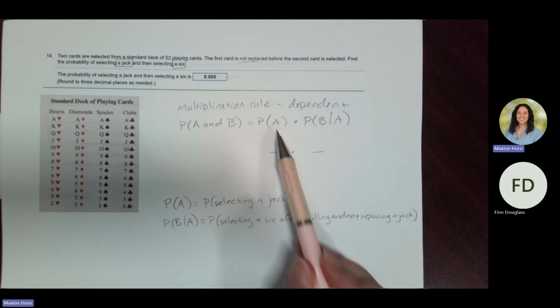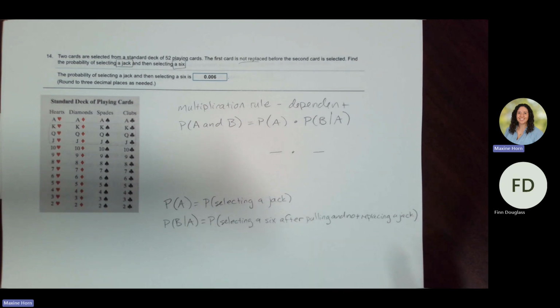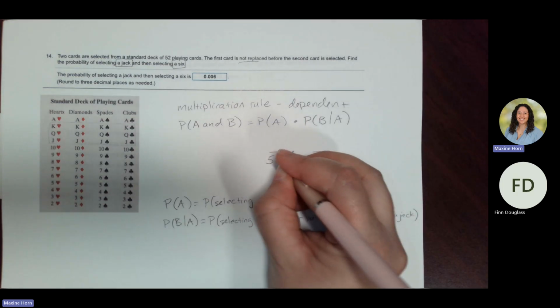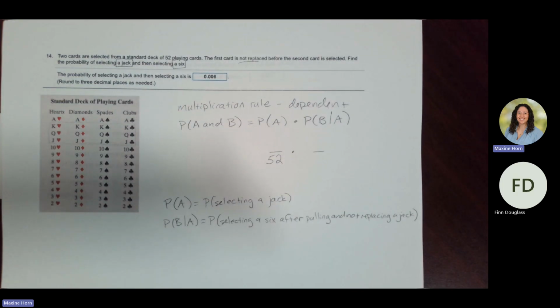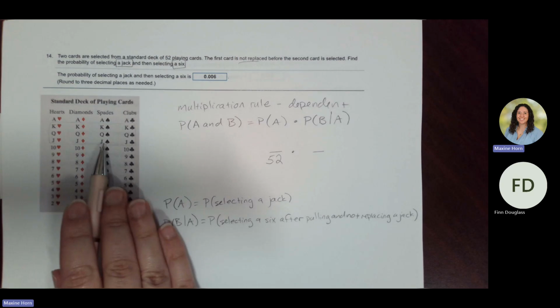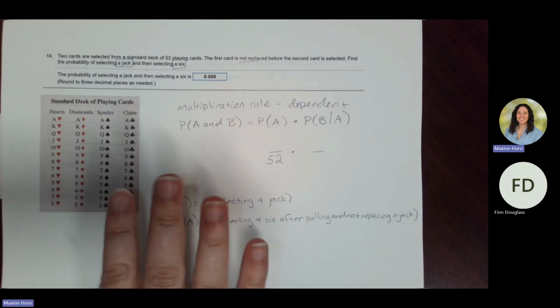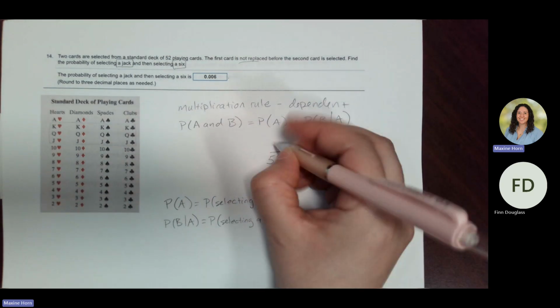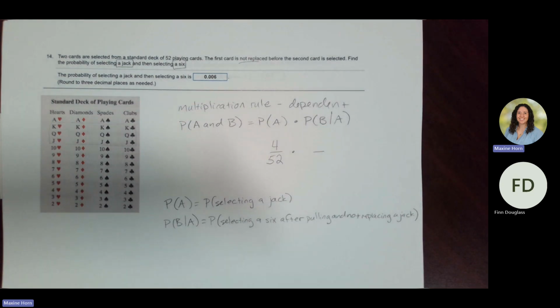So the probability of A, the probability of selecting a jack. Remember, we keep talking about the part over the whole. The whole is how many cards do I have to choose from? Well, I have 52 cards to choose from at the very beginning before I do anything, right? How many of those are jacks? Well, I have a jack of every single suit. There's a jack of hearts, a jack of diamonds, a jack of spades, and a jack of clubs. So I have 4 cards that are jacks. Okay, so I'm going to select one of those. I'm going to remove it from the deck and not replace it.